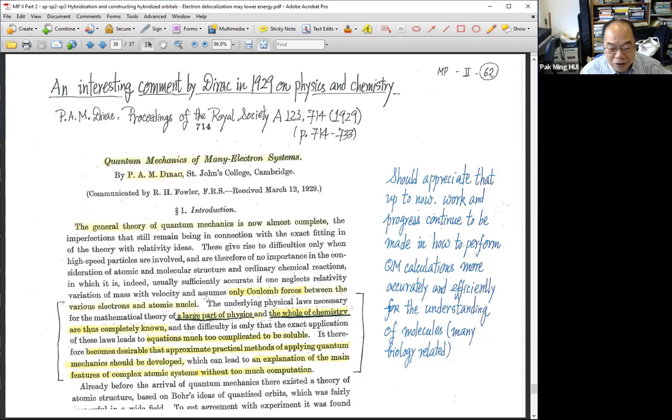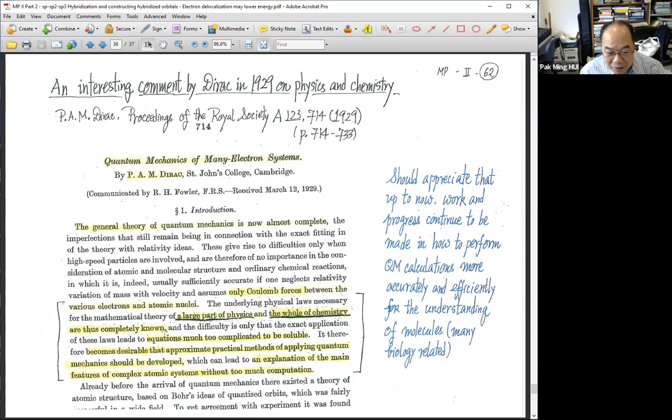"The underlying physical laws necessary for the mathematical theory." Pay attention to this. I know there's one chemistry major. Sorry about that, okay? Dirac says it, not me, okay? "The underlying physical laws necessary for the mathematical theory of a large part of physics and the whole of chemistry," meaning 100% of chemistry, "are thus completely known."